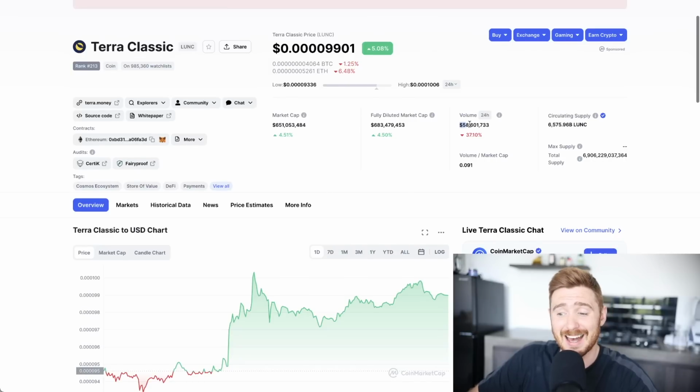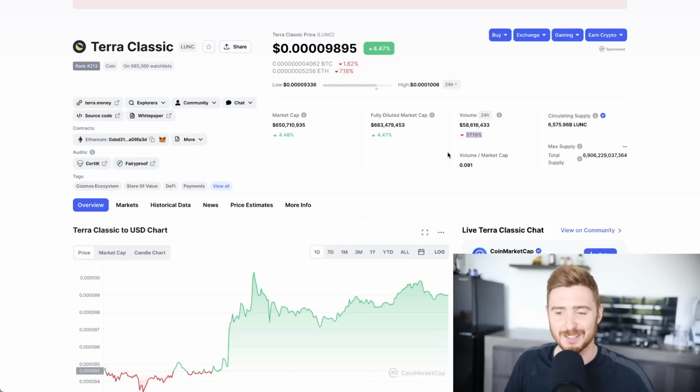The volume, however, is down 37%. This is not so good, right? We need the volume to increase as the price increases. If the volume doesn't increase, the burn tax is actually not going to work anywhere near as favorably as people think. We've talked about this so many times on the channel.